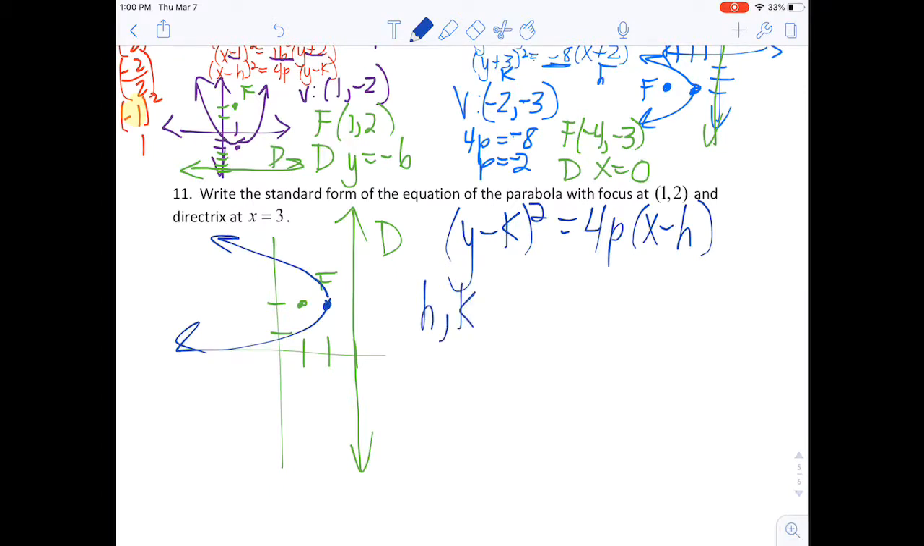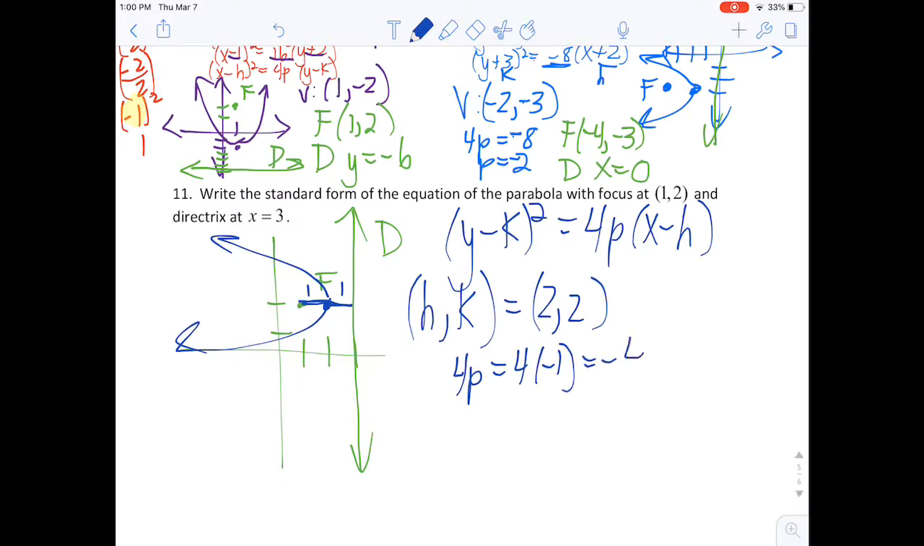Vertex, our h, k, is 2, 2. P looks like it's just 1. Now it's going to be negative because we're going to the left, so 4p is going to be 4 times negative 1, which is negative 4. So sub in all those values: y minus 2 squared equals negative 4 times x minus 2.